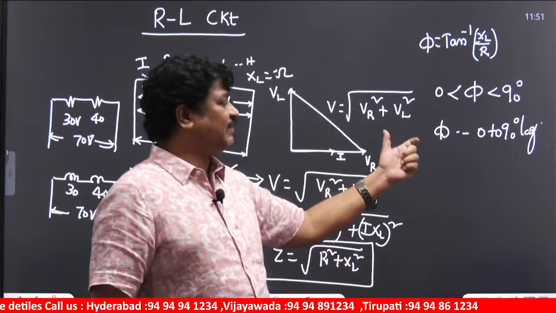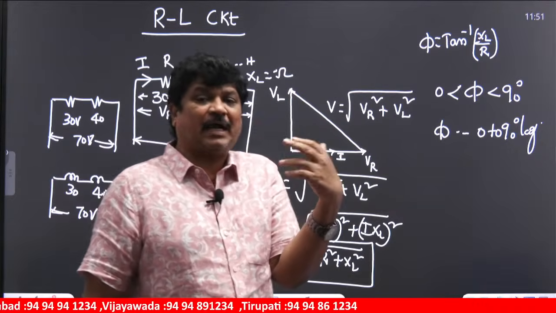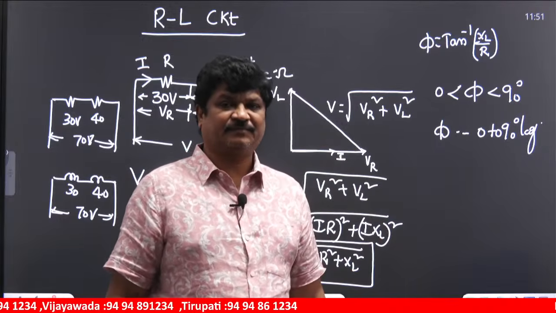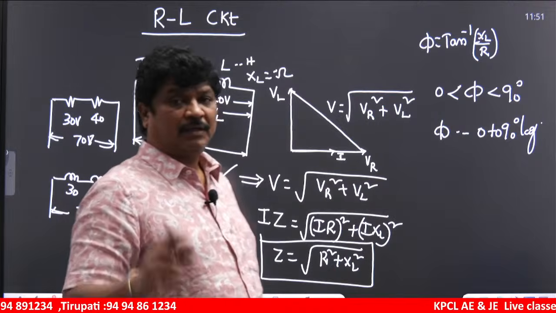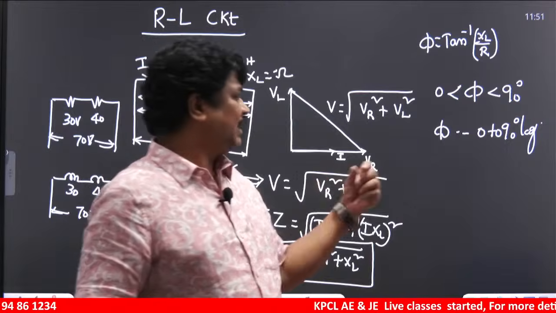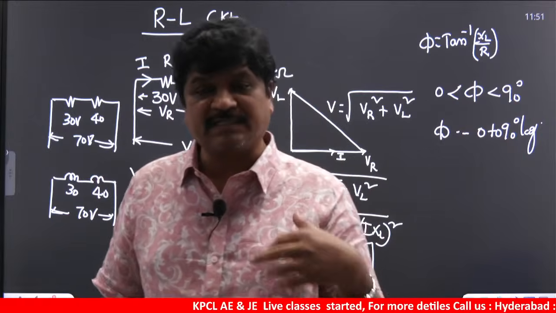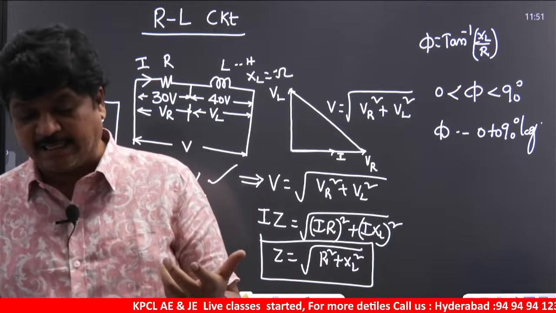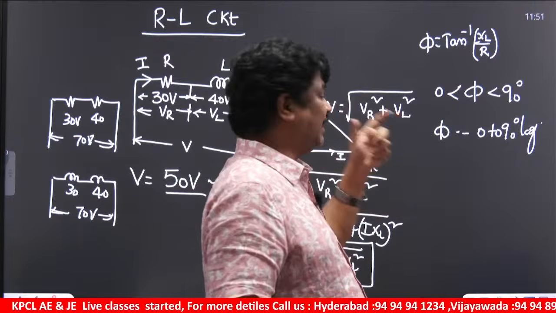It is very, very important. They will ask you questions in a vector diagram format. If it is 0 degrees, it is purely resistive. If it is 90 degrees, it is purely inductive. But it is not 0, it is not 90. Between 0 and 90, we have an inductor.